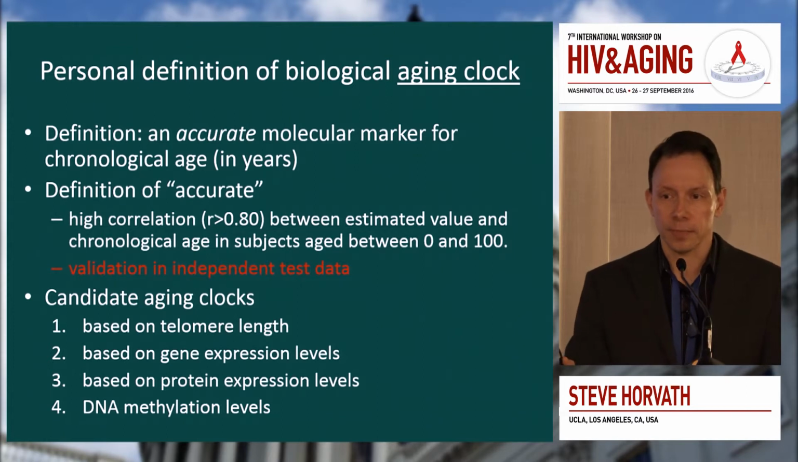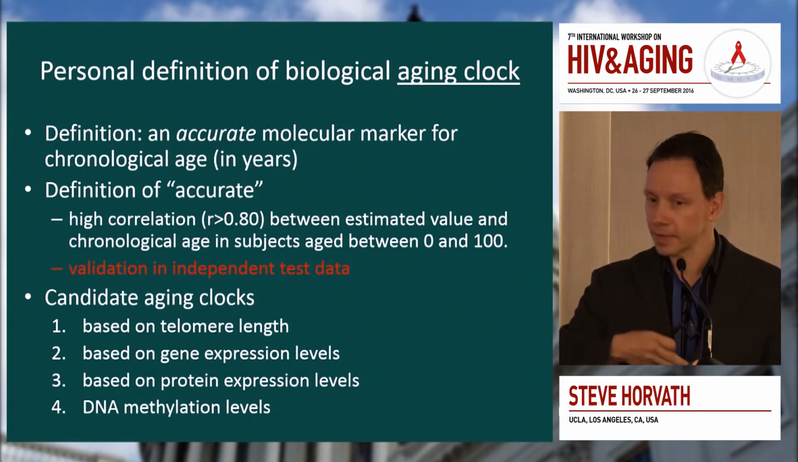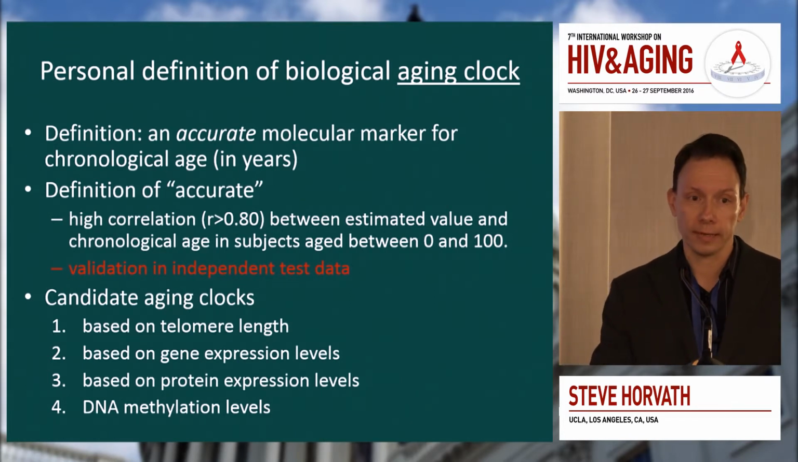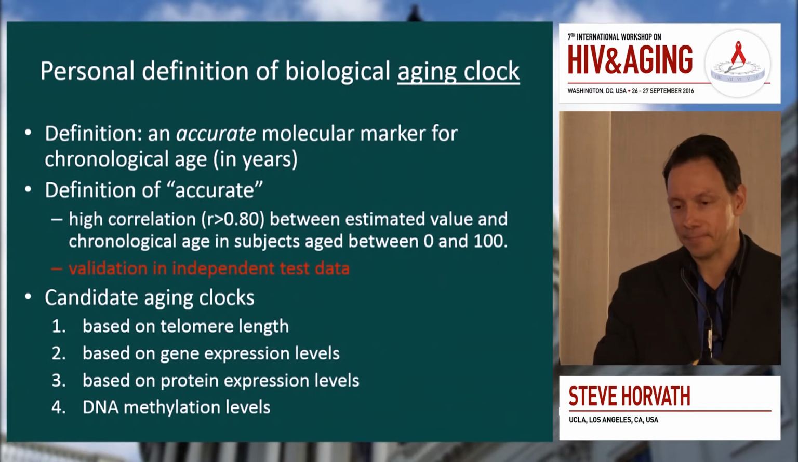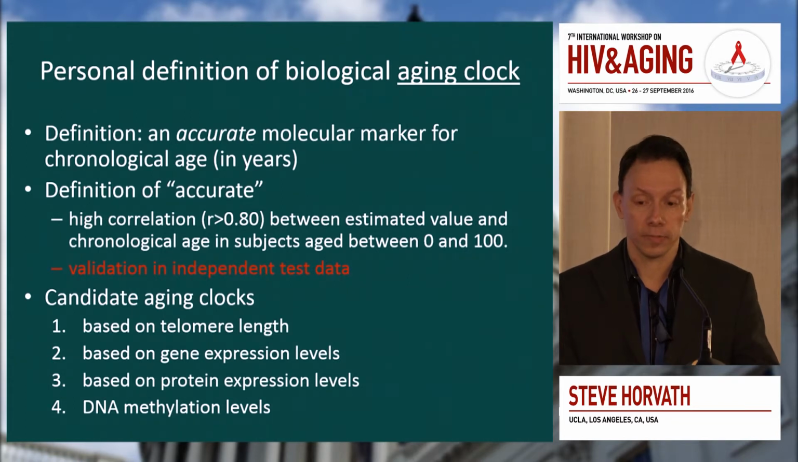So in other words, imagine you have a new method for measuring age, let it be telomere length, and you have 1,000 people, aged between 0 and all the way to 100. You now assess telomere length in these people and correlate it with chronologic age. If that correlation is bigger than 0.8, I would say you're dealing with an aging clock, according to my personal definition here. And in any event, there are many candidate aging clocks that you can think of.